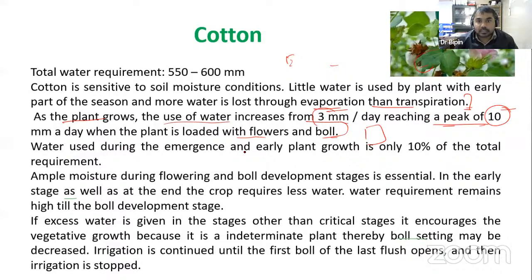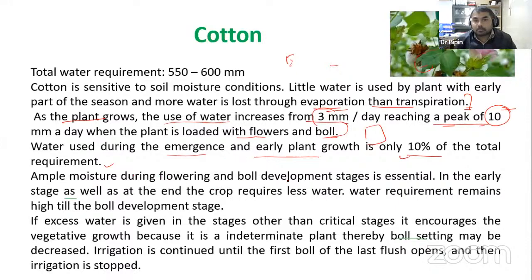Water used during the emergence and early plant growth is only 10% of the total requirement. So you can see the emergence and early growth phases, where cotton requires only 10% of the total water requirement. So 10% means only 55 mm is required during this phase.